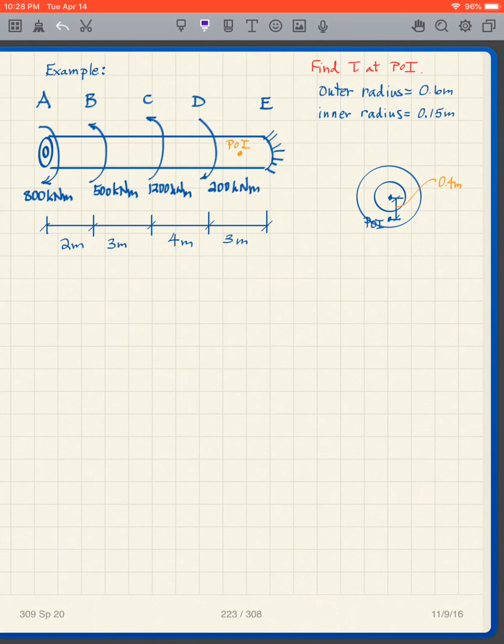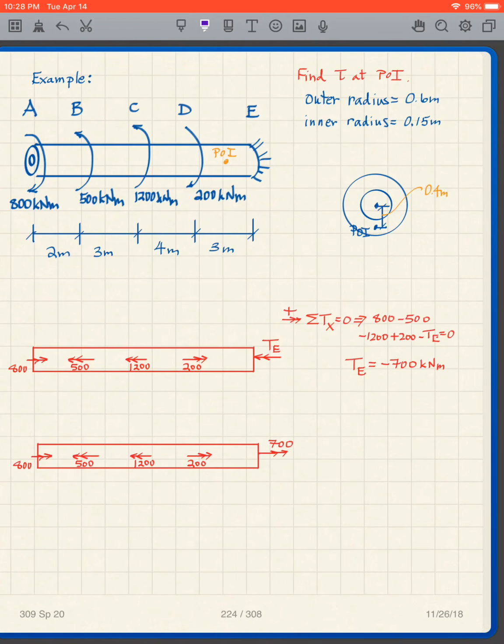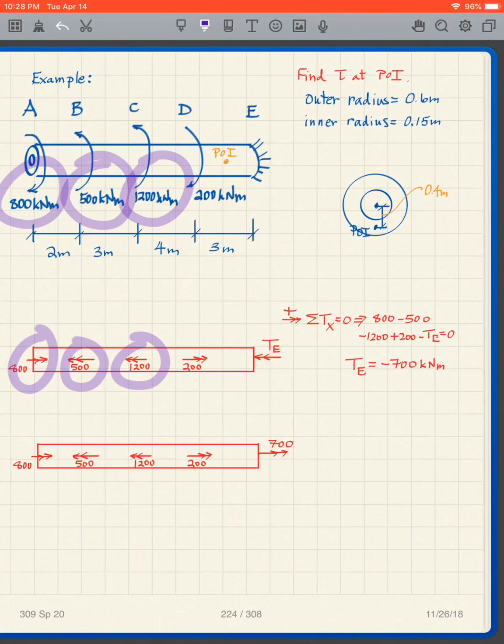Okay, I'm going to assume that you've paused the video. I'm going to show you the solution. First thing I do is find the reactions like we've always done. So I use the right-hand rule. This 800 is to the right. That 500 is to the left. That 1200 is to the left. This 200 is to the right. And then here's my wall, and I make a cut there. So TE, it doesn't matter what direction I show it because it has a letter next to it.